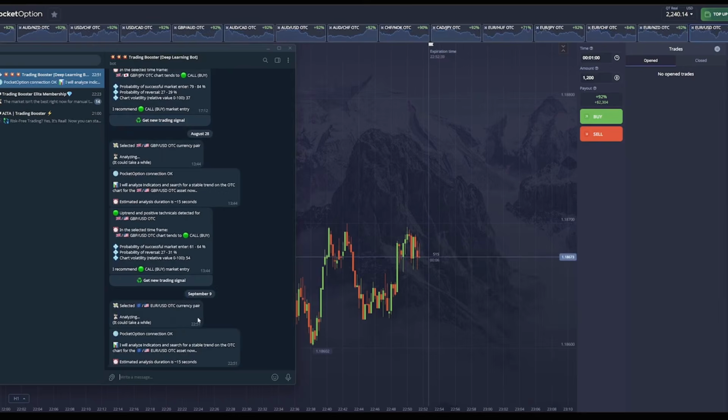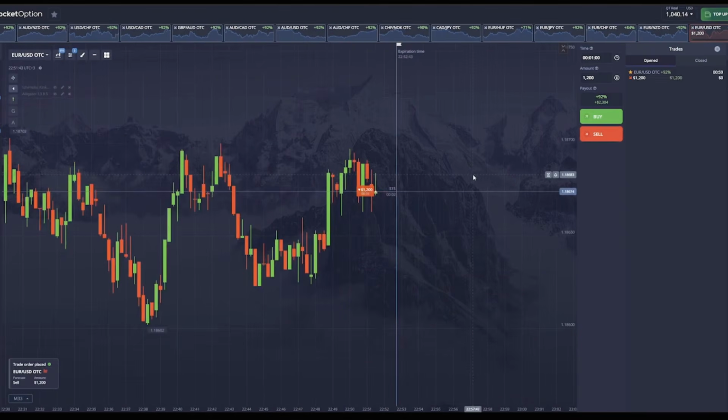Let's see what the booster bot tells us quickly. The bot gives a sell signal, so I open this trade for a sale.